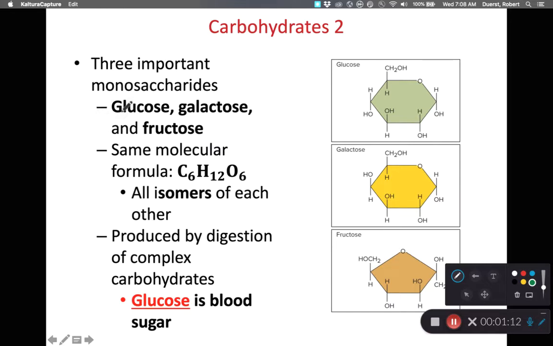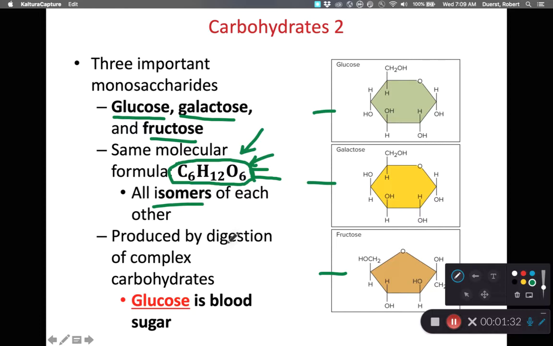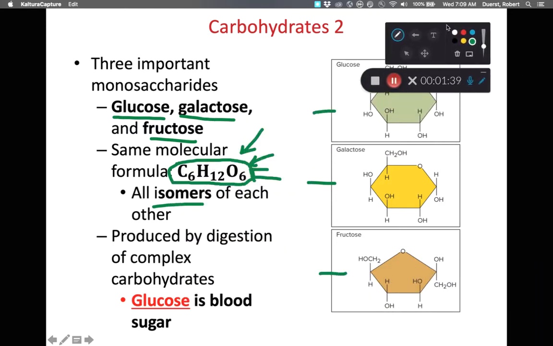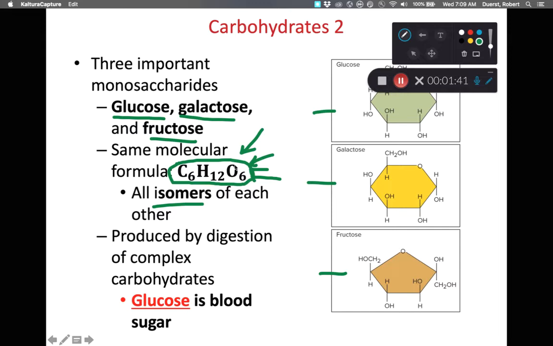Very important monosaccharides include glucose, galactose, and fructose, shown here on our screen. They all have the exact same molecular formula, C6H12O6. I recommend you commit this formula to memory. It's going to be a very important formula, particularly when we get to cellular respiration. And they're isomers of each other. When we say isomers, that means that they have the same atoms, but those same atoms are arranged differently physically. Because they have the same molecular formulas but different physical structures, we call them isomers.